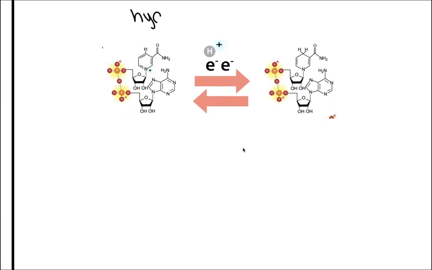So a hydride is just going to be a hydrogen with 2 electrons and a negative charge. Remember that a hydrogen has 1 proton and 1 electron, and if you give it another electron, now it's going to have a negative charge. This is what we call a hydride, and this is what we're going to transfer onto NAD+. So you can see here that this is what we have. This is going to be our hydride.